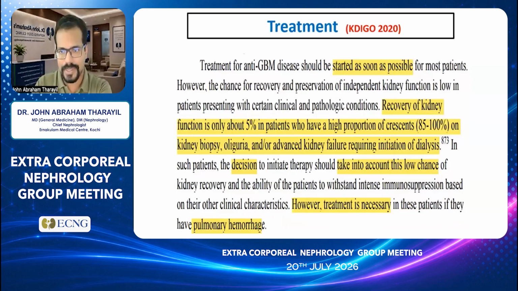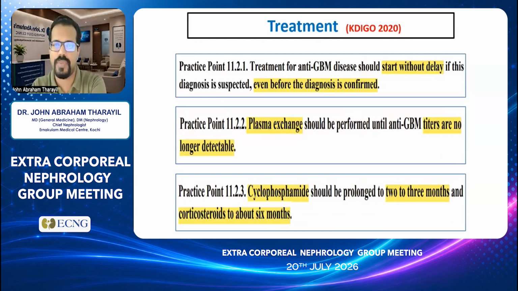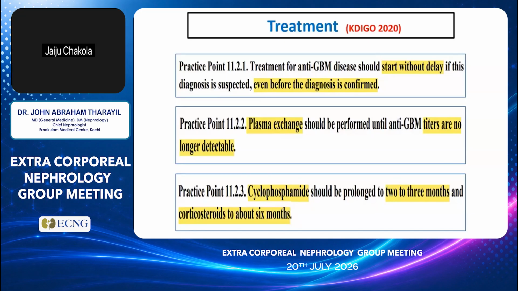Treatment should be started as early as possible, and recovery of kidney function is only 5% in patients who have a high proportion of crescents, about 85 to 100% on kidney biopsy, oliguria, or advanced kidney failure requiring initiation of dialysis. In such patients, the decision to initiate therapy should take into account this low chance of kidney recovery. Treatment is necessary in those who have pulmonary hemorrhage. Start without delay even before the diagnosis is confirmed. Plasma exchange should be performed until anti-GBM titers are no longer detectable. Cyclophosphamide should be given for 2 to 3 months and corticosteroids for about 6 months.